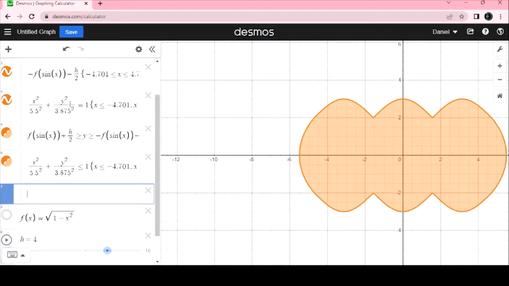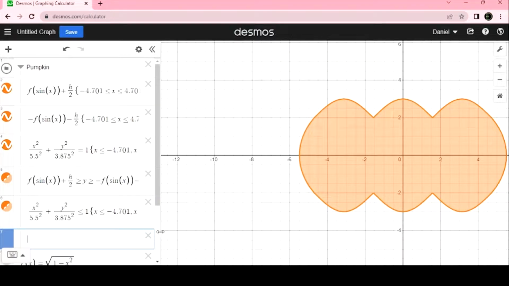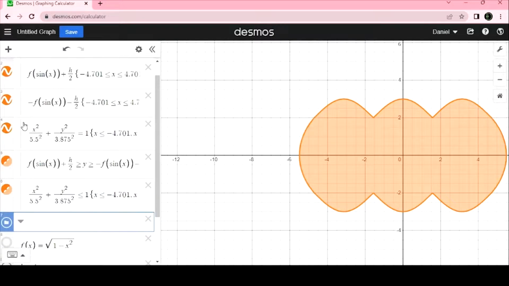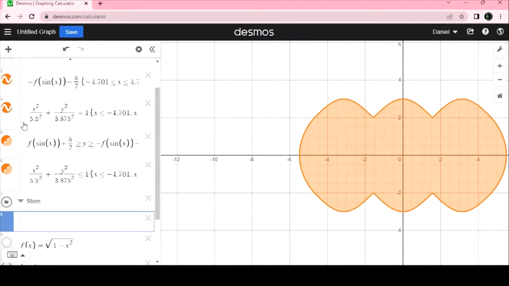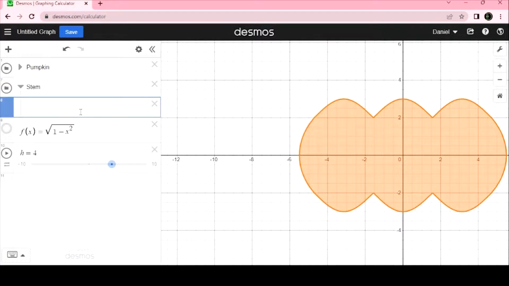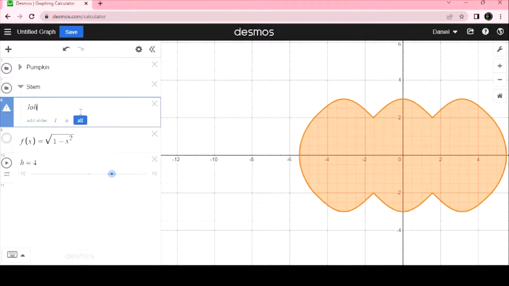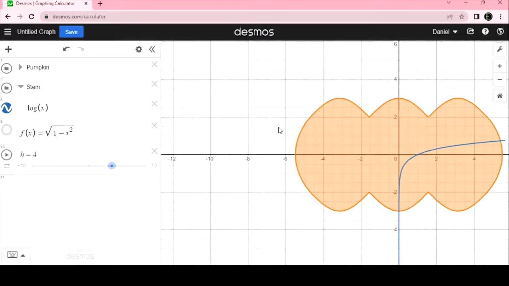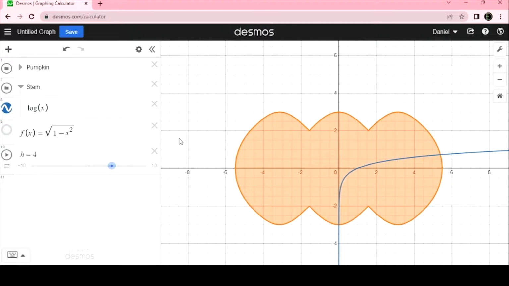All right. I'm going to collapse this, and then I'll make a new folder. I'm going to call it stem. So let's just play with a few functions for now. If we have a log of x, what does that get us? That's an interesting shape, actually. I'm going to do that just so that we're not using conic sections all day.